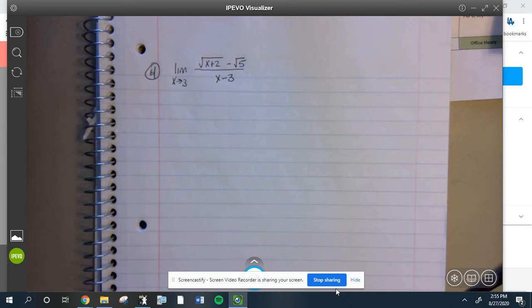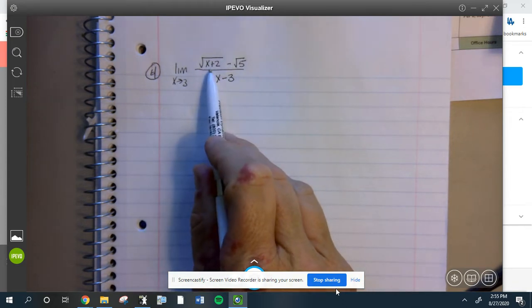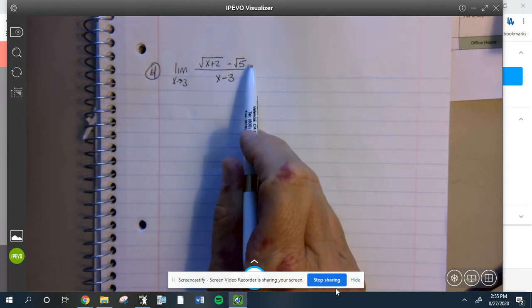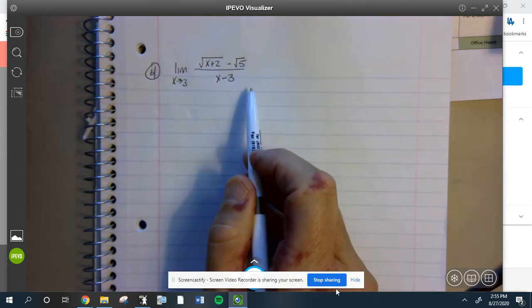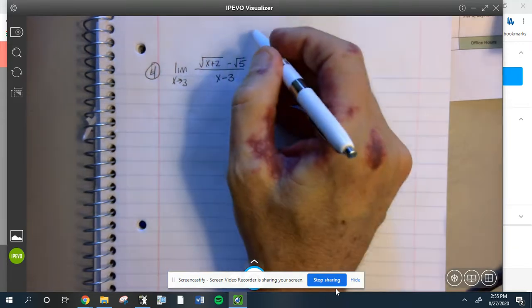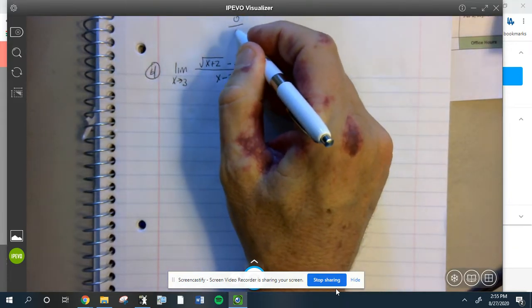All right, last type. This is a fraction with radicals. First thing, though, is still do direct substitution. When you plug in 3 to all the x's, you get the square root of 5 minus the square root of 5, which is 0, over 3 minus 3, which is 0. So we know this is a 0 over 0 situation.